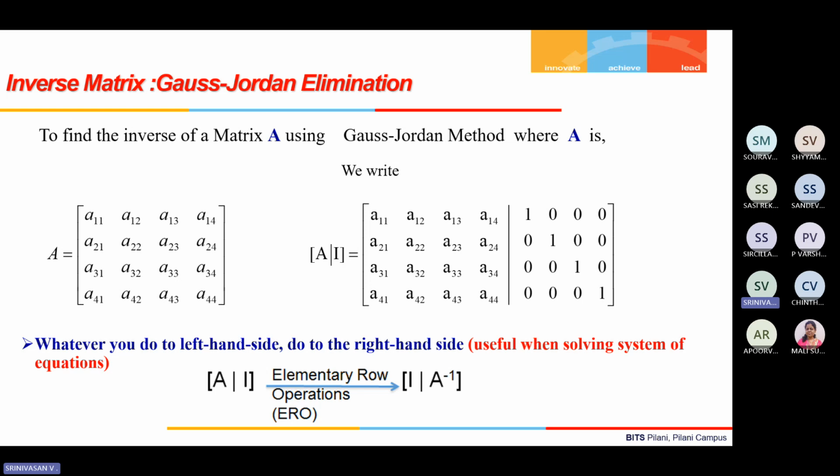Then you have I. Here is an example: to find the inverse of a matrix using the Gauss-Jordan method, where A is, of course, a 4 by 4 matrix, A11, A12, A13, A14, etc. What is an augmented matrix? The bar stands for augmentation. That is, you are taking the elements of A, a straight vertical line, and the elements of I.